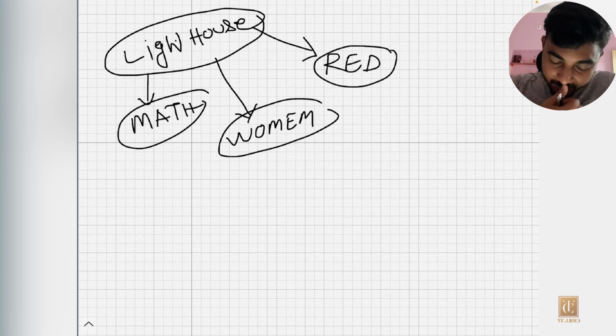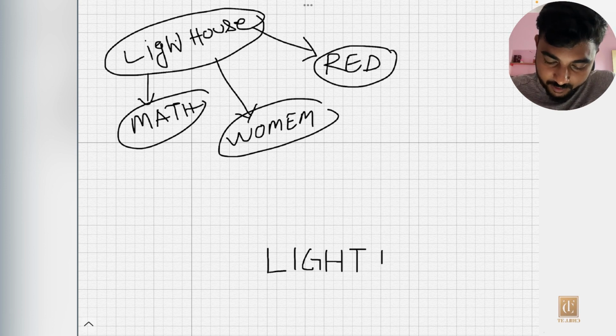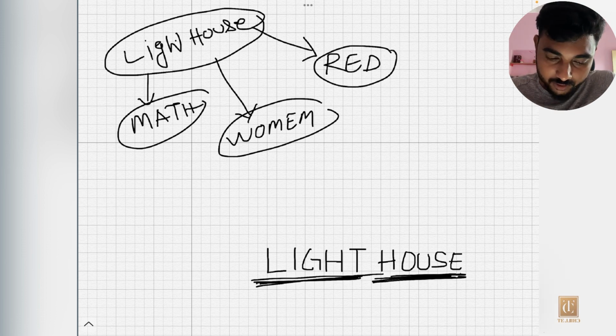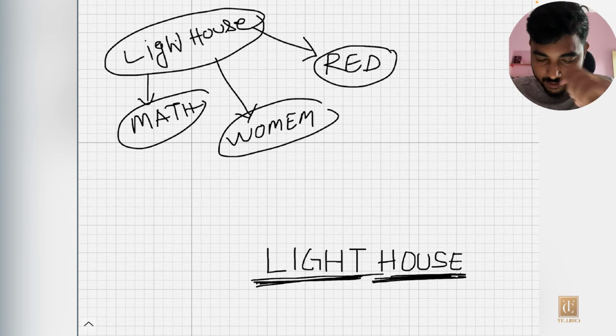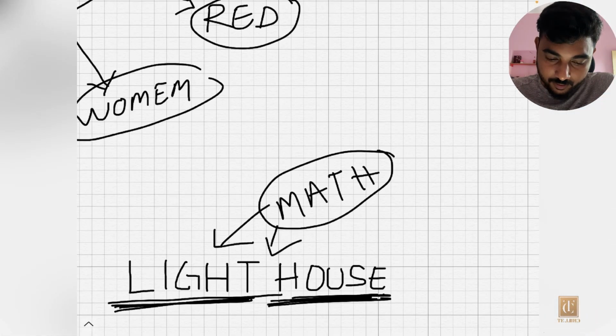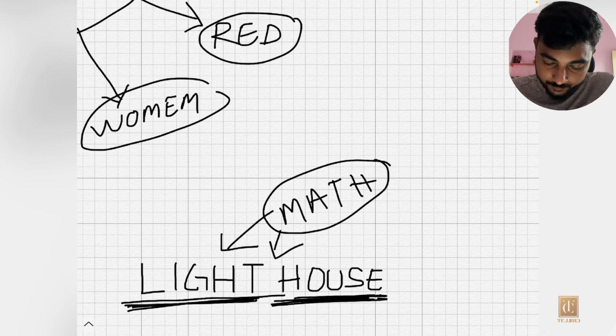First, the math, they will teach women, the logo will be red. First you have to write the company name here, because based on the name only they will design the logo. So first is the light and second is the house. They have merged the two words. The light, and that will be the math specific subject they will teach.